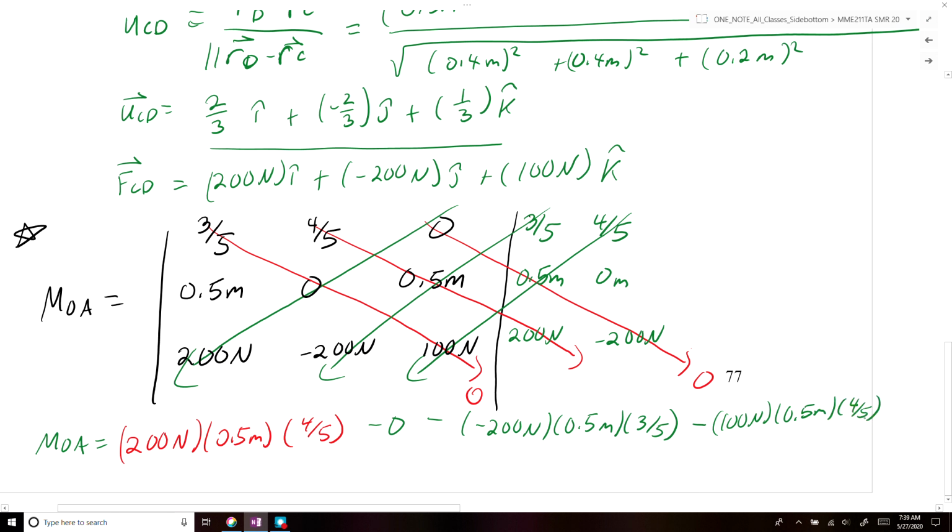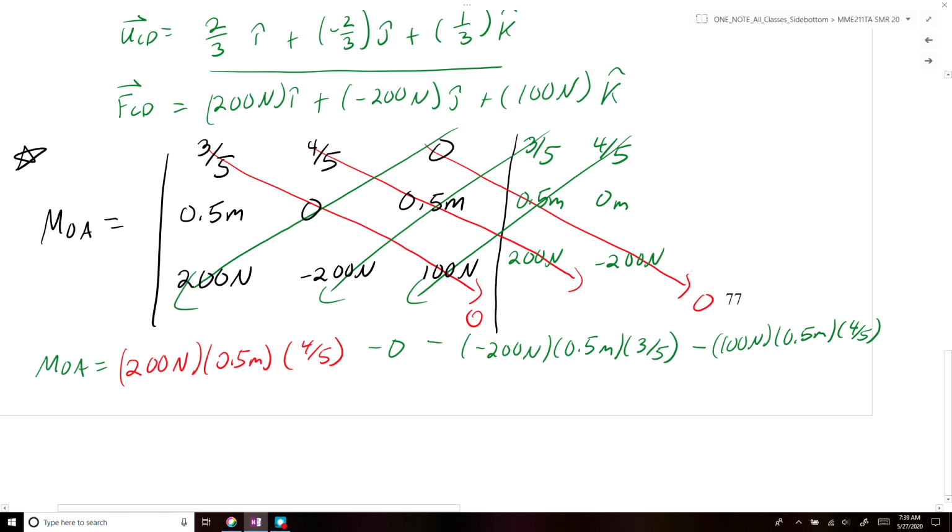So what we end up getting here is 80 newton meters, plus 60 newton meters, minus 40 newton meters, which is equal to 100 newton meters for the moment about the OA axis.